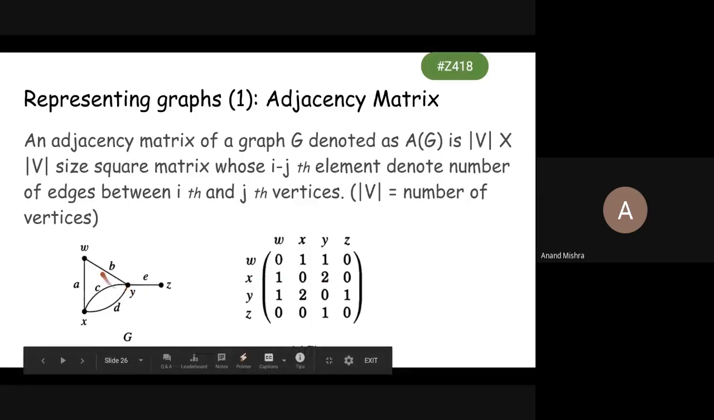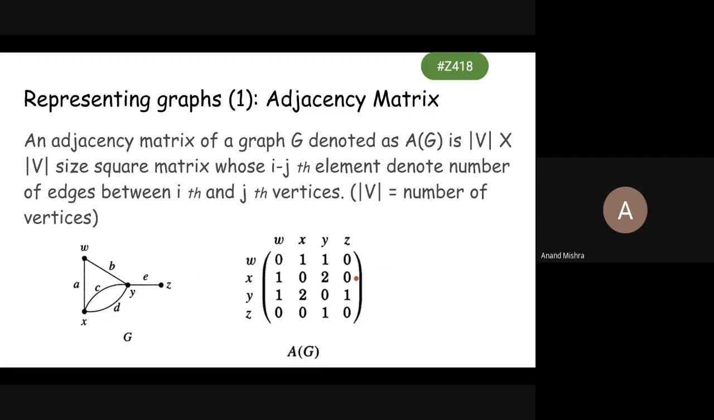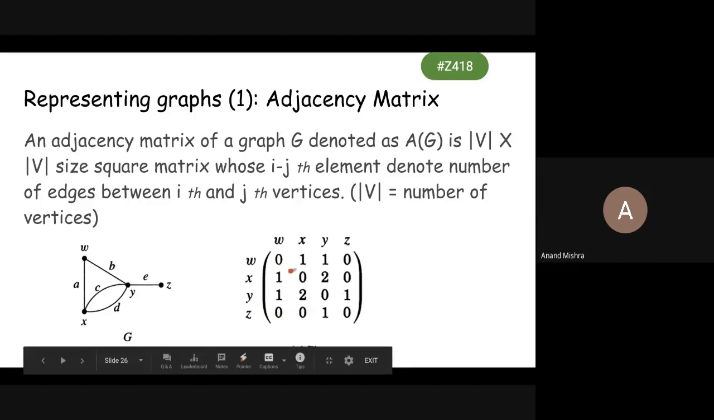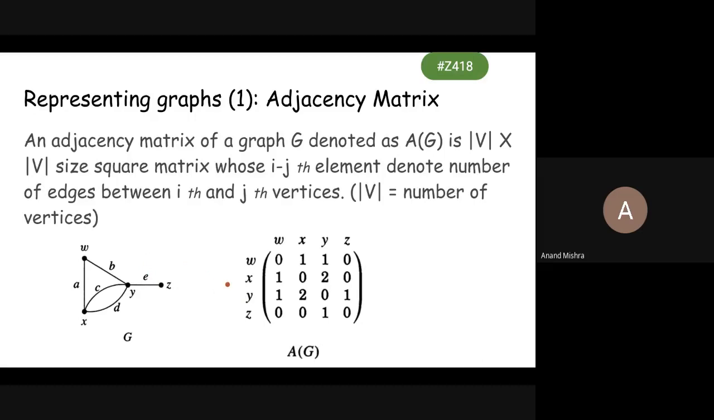Similarly, X is connected with W, 1. X is not connected with X itself. There is no self loop, so 0. X is connected to Y, but it has two edges, C and D, so therefore it is 2. X is not connected to Z, so therefore it is 0. You can also represent these things in a different way, like putting in the weights and so on. So this is a way to represent the adjacency matrix.